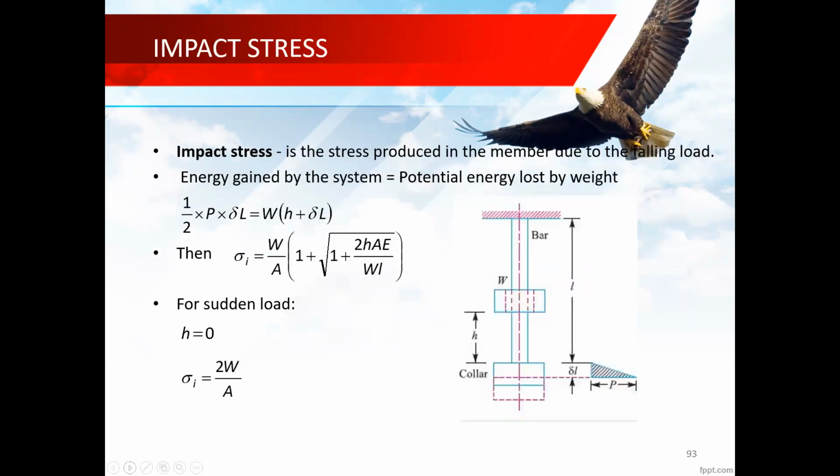Impact stress. So, mag-ingat kayo dito. Impact stress is the stress produced in the member due to the falling load. Energy gained by the system is the potential energy lost by the weight. So 1/2 of P times delta L is equal to W times S plus delta L. Then sigma I, the impact stress, is W over A times 1 plus the square root of 1 plus 2hAE over WL. For sudden load, S is equal to 0. So therefore, sigma I is equal to 2W over A or twice the normal stress.